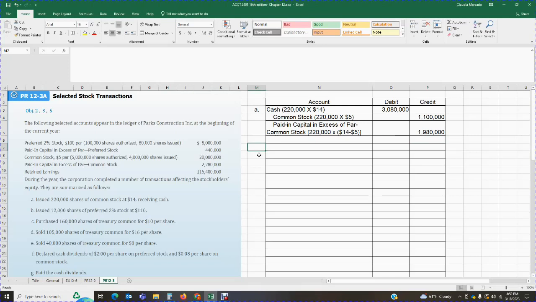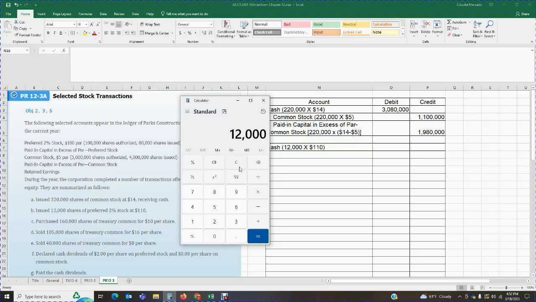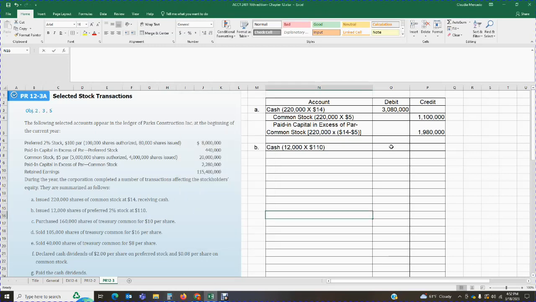In letter B, we issued 12,000 shares of preferred 2% stock at $110. So in this scenario, we are issuing preferred stock. Remember, we have to keep track of them in different accounts. So for letter B, what did we receive? We received cash. Okay, how many shares were issued? We had 12,000 shares issued at $110 a share. So that's going to give me 12,000 times 110. That's going to give me 1,320,000. That is how much cash was received.